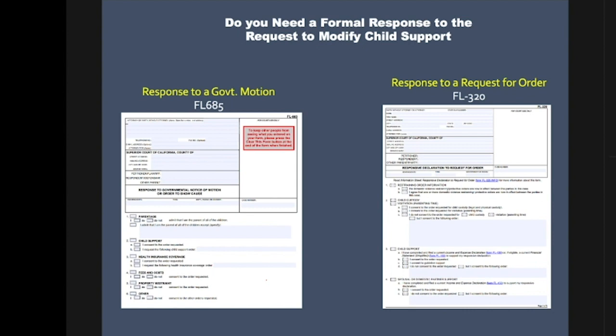The response to the government notice of motion is filed for a hearing filed by the Department of Child Support Services, or DCSS. The responsive declaration is filed in hearing set by the other parent. These documents are only necessary if you want the court and DCSS to be aware of information that is not already found in your income and expense declaration. For instance, if you are currently not working, you may want to explain why you're not. If you have a greater timeshare than what's indicated in the moving papers, you may want to provide proof that you are seeing the child more.